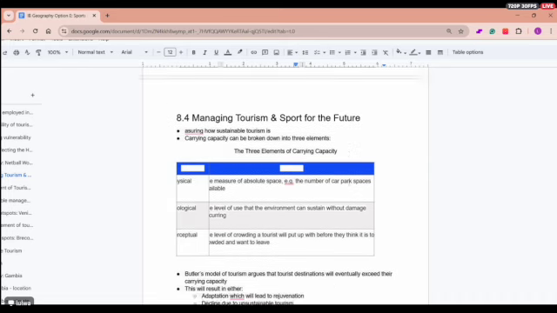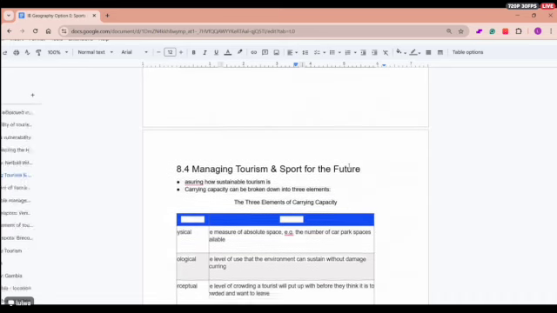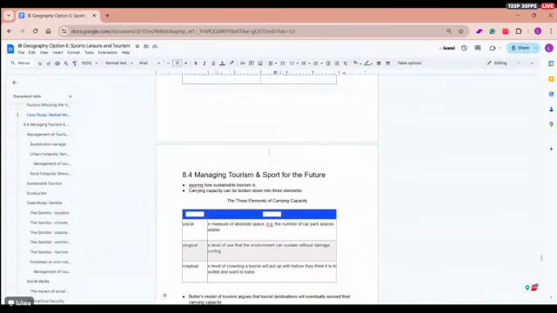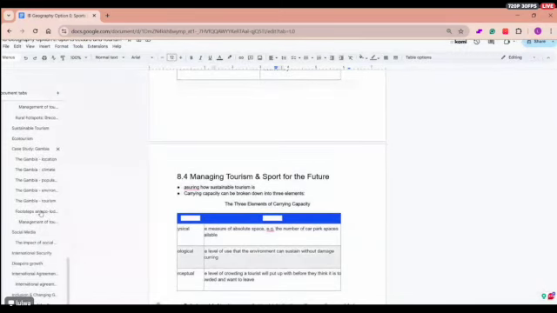So, before we continue to the last chapter, does anyone have any questions about managing tourism on a worldwide global scale? If not, I'll move on to the last quarter. Okay, awesome. If we have no questions, we can move on to the last section.